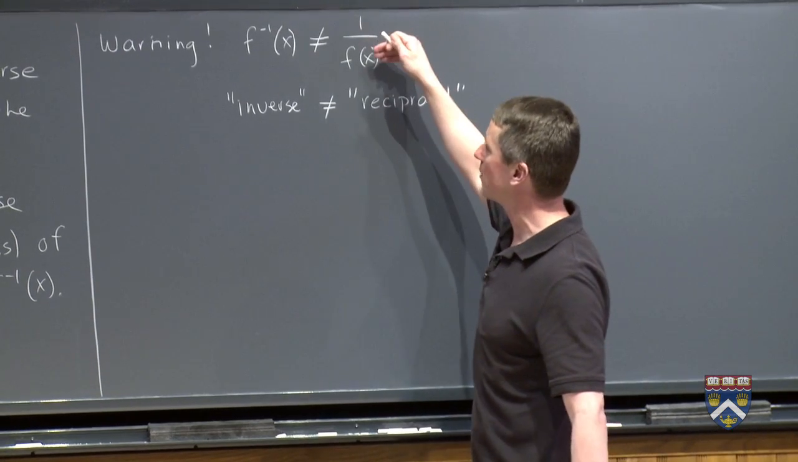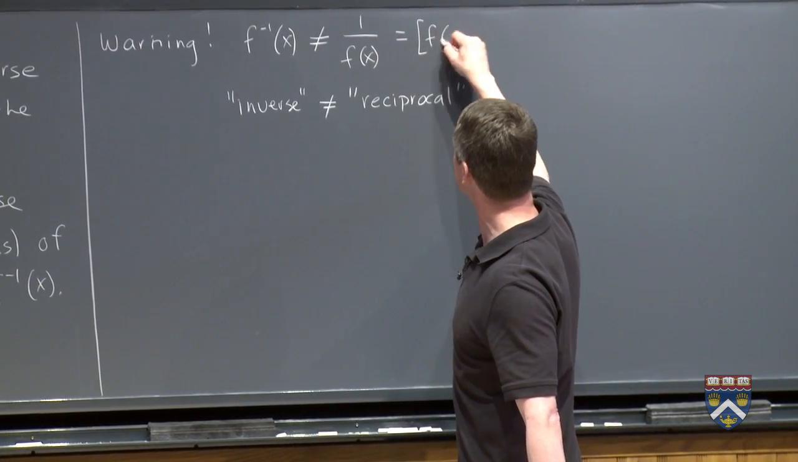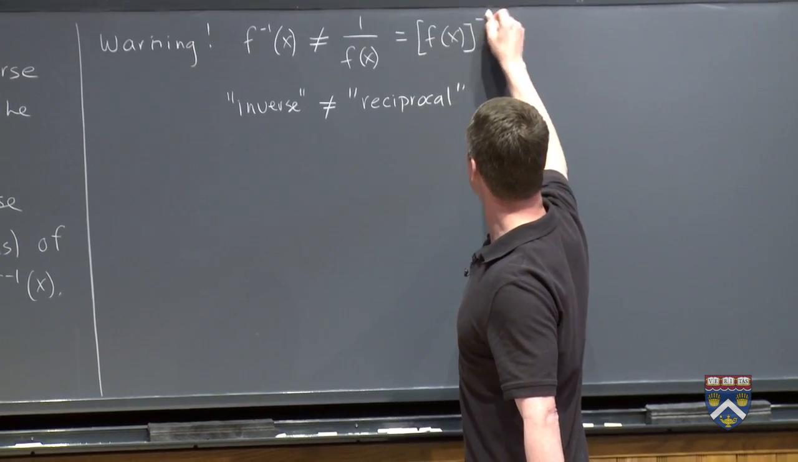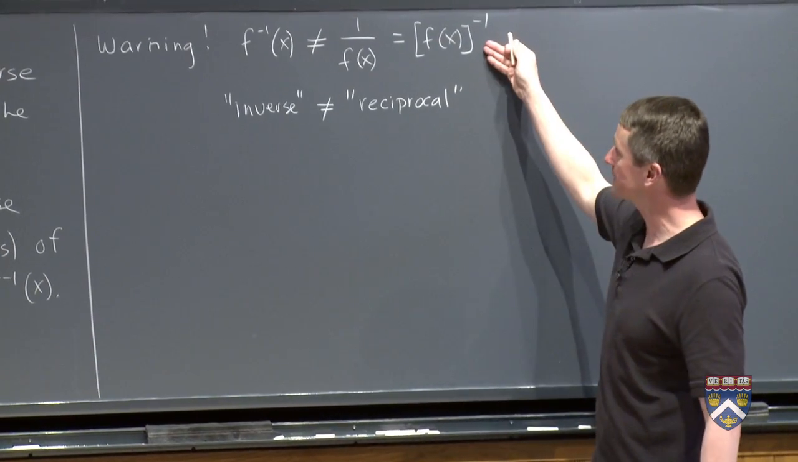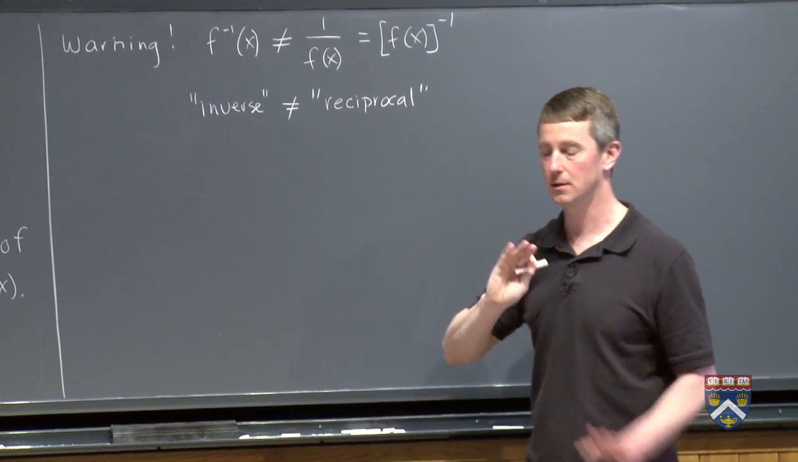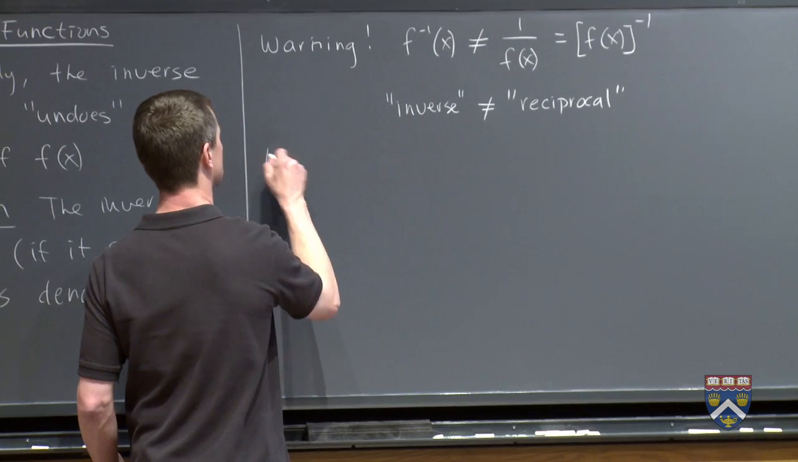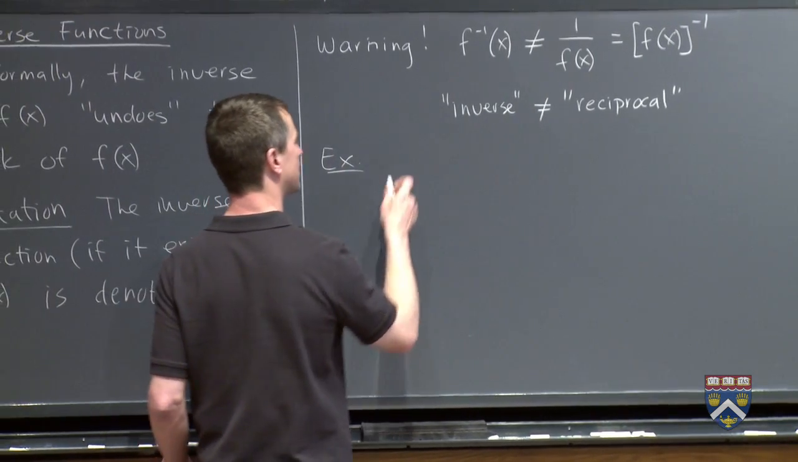If you want to write 1 over f of x without using a fraction, what you need to write is f of x in brackets to the minus 1. This is a reciprocal. It's the same as saying this. This is inverse, completely unrelated to reciprocals. Let's do an example to make this all clear.